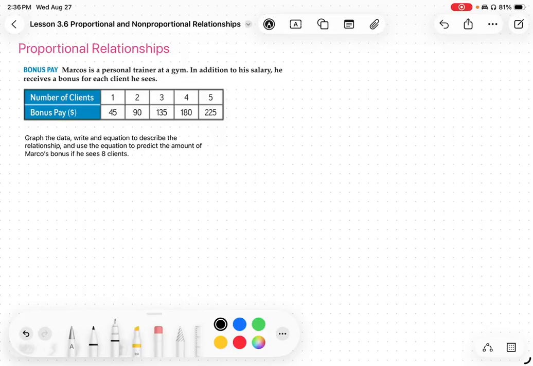Marcos is a personal trainer at a gym. In addition to his salary, he receives a bonus for each client he sees. So if he sees one client, he gets $45 bonus pay, two clients, $90, and so on.